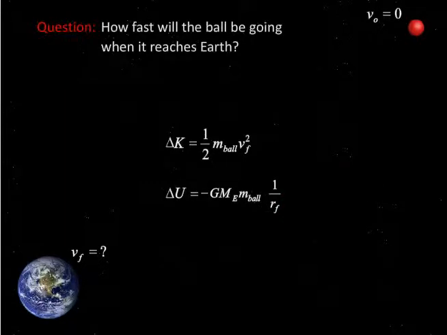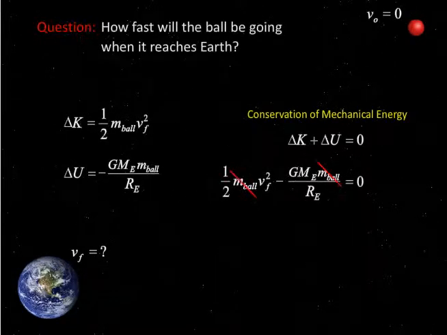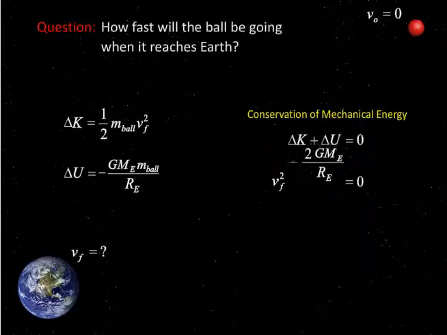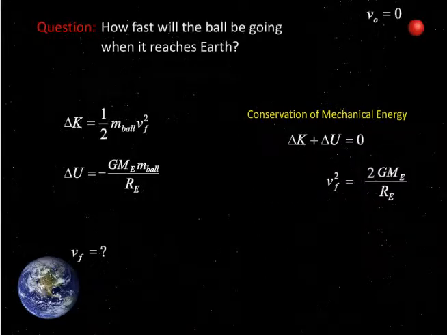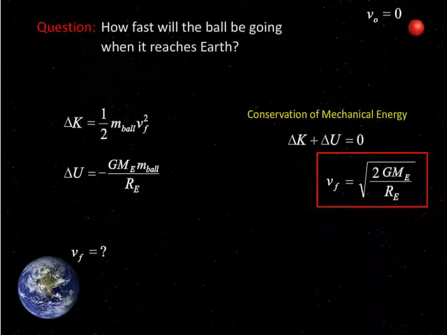What is the final distance? Well, when we discussed the application of Newton's universal gravitational force law between an object and the Earth, we said that we could consider all of the mass of the Earth to be located at its center. Therefore, the final distance here must be equal to the radius of the Earth. Applying the conservation of mechanical energy, we obtain the result shown, that the final speed is proportional to the square root of the ratio of the mass of the Earth to its radius.